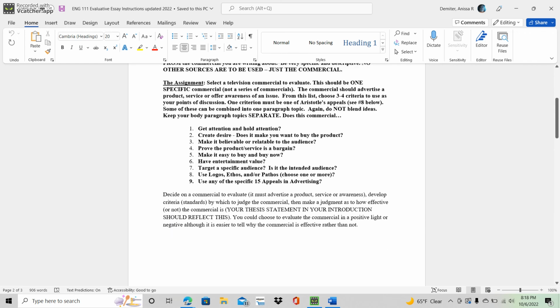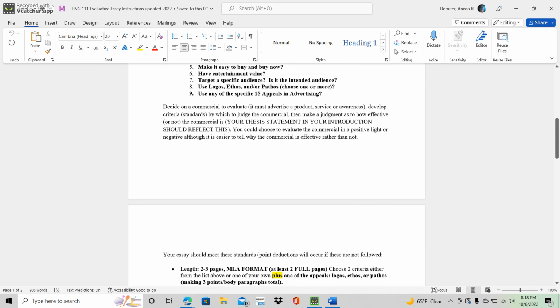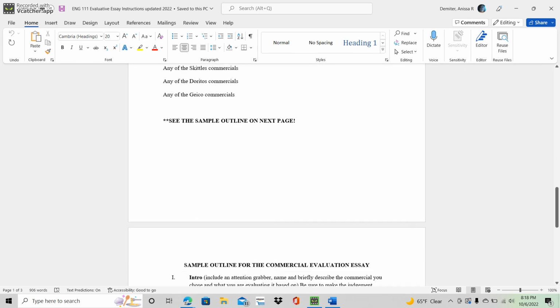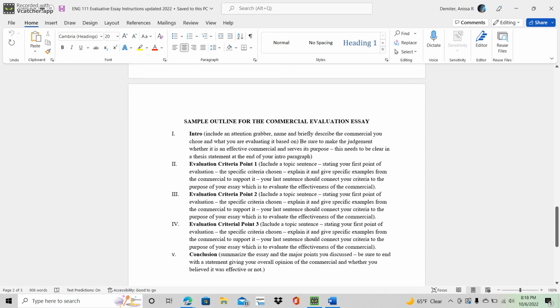Or you could look at some of these, combine what you think might go together, and create 3 body paragraphs from this. It's completely up to you on how you do this, but just be sure that you are not blending ideas when it comes to your body paragraphs. You want to make sure, and that's the reason why I tell students to outline, to make sure that your criteria, they're 3 very separate criteria, so you don't find yourself repeating yourself over and over.